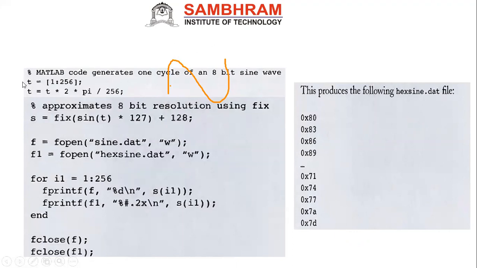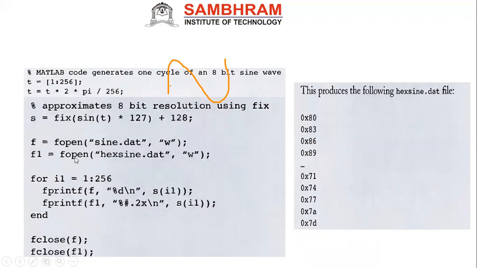See here, this is T from 1 to 256. This is the formula to generate the sine wave. After this, what happens? F is fopen sine.dat, which means the S value will be generated and written to sine.dat. fopen is nothing but a file open. The file will be opened, and the data will be written with the file name sine.dat.